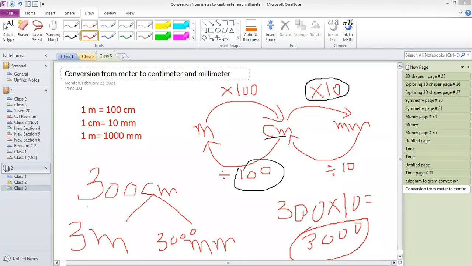Same is here for centimeter to millimeter as well, because in 1 centimeter there are 10 millimeter. So if you convert any value from centimeter to millimeter, that will be more than the value which you are converting. And if you convert the millimeter value into centimeter, that will be less, because in 1 centimeter there are 10 millimeter.